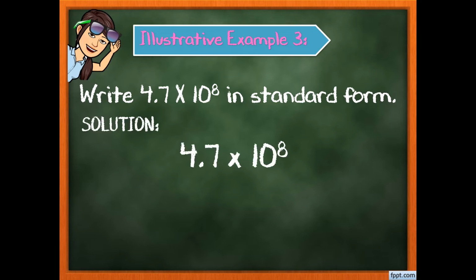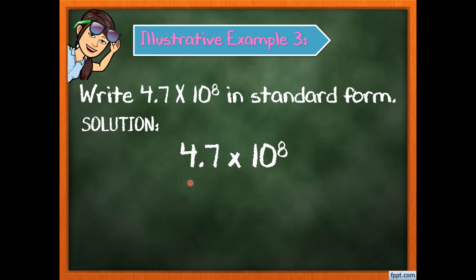So to solve for this, you need to write first our scientific notation: 4.7 times 10 raised to the 8th power. You will notice that our exponent is a positive number. So if this is a positive number, it means that our number is a bigger number. Always remember that. Kapag negative, smaller number. Kapag positive, it is bigger number.